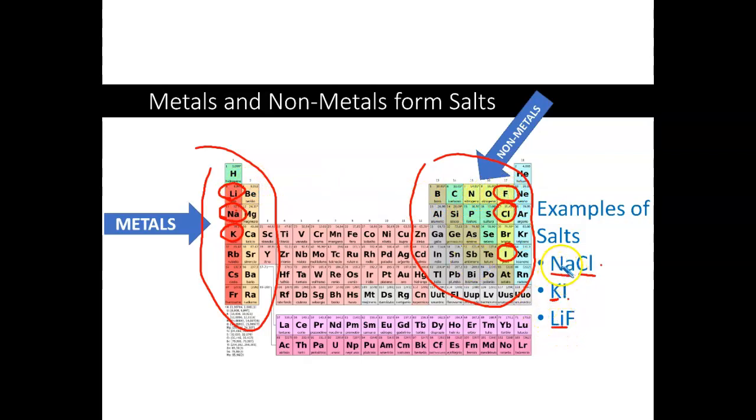And these are all ions. Sodium is a cation, chlorine is an anion, potassium is a cation, iodine is an anion, lithium is a cation, fluorine is an anion. When you get a little more into chemistry, you'll learn a little bit more about those kinds of things. So those are the things that you have to know about acids, bases, and salts.